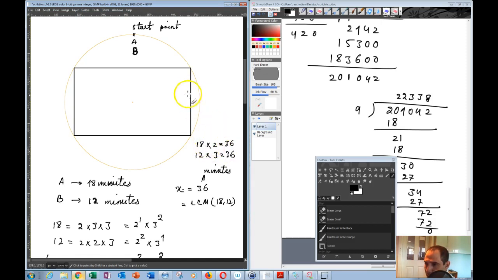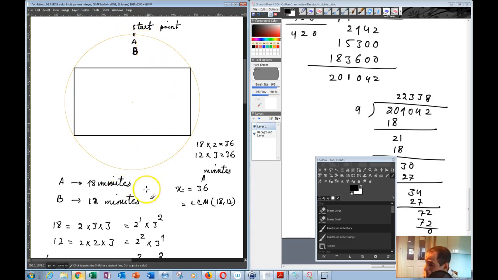So person A, who takes 18 minutes to do one round around the circular path, after 2 rounds is going to be back at the starting point. And person B, who takes 12 minutes to do 1 complete round, after 3 complete rounds, 1, 2, and 3, is going to be at the starting point. That means person A does 2 rounds and person B does 3 rounds, and after exactly 36 minutes they're going to meet each other back here.